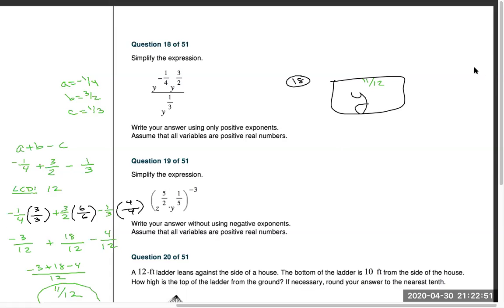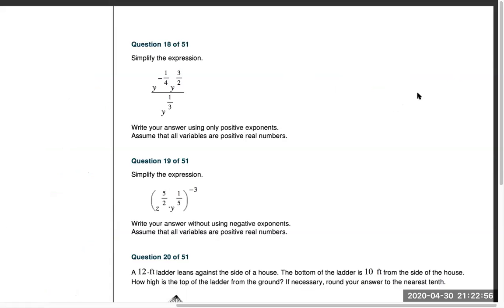Question 19 is next. We want to simplify this expression. So I'm going to start this one up a little bit higher. Note that z and y are different variables, so their exponents can't be combined. But remember your rules from exponents. You have a z to the 5/2 that can be taken to the negative 1/3, and then that's going to be multiplied by y to the 1/5, taken to the negative 1/3 power.